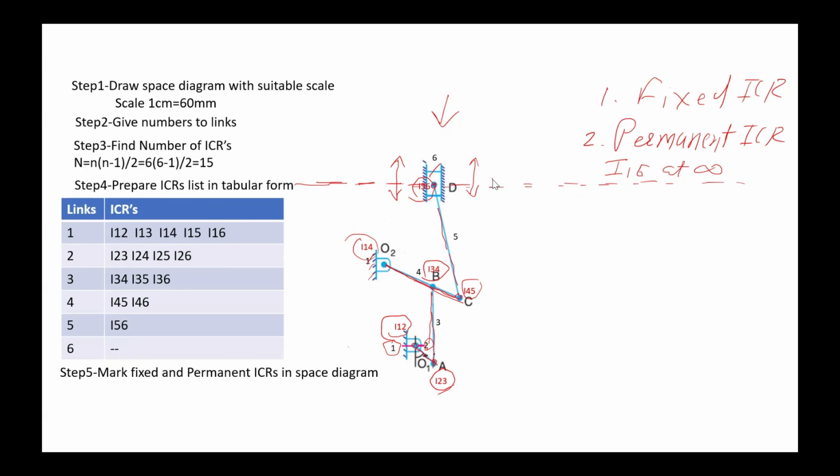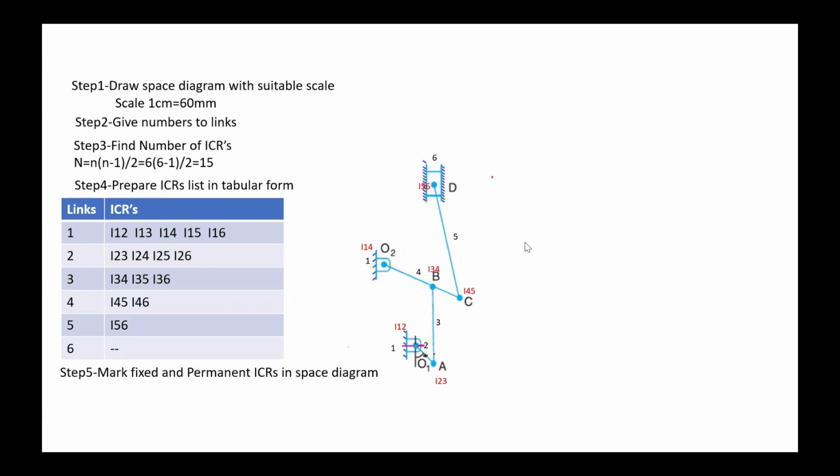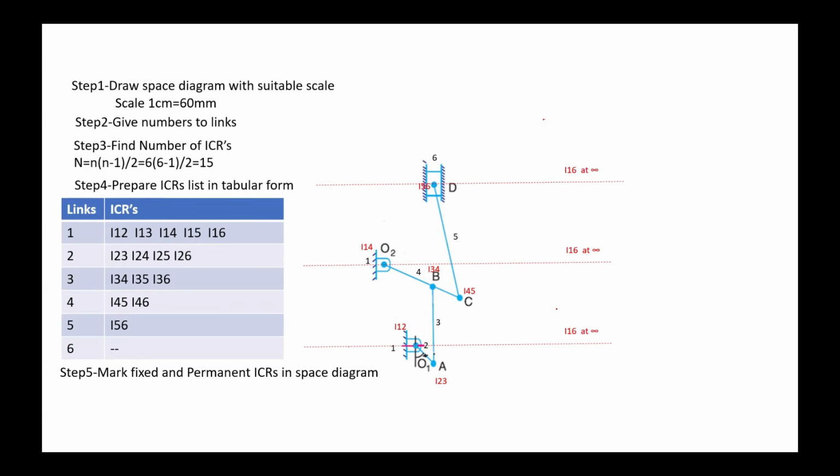So in this way, you have to locate all the ICRs by your naked eyes, right? So we have located all these ICRs. See here, I16 is located like this. Not only do you have to locate I16 at the slider position, wherever you have the fixed positions, there also you have to locate the ICR 16 at infinite. So two fixed positions are there. There also I have located the I16 at infinite position. So all the permanent and fixed ICRs are located in the space diagram.